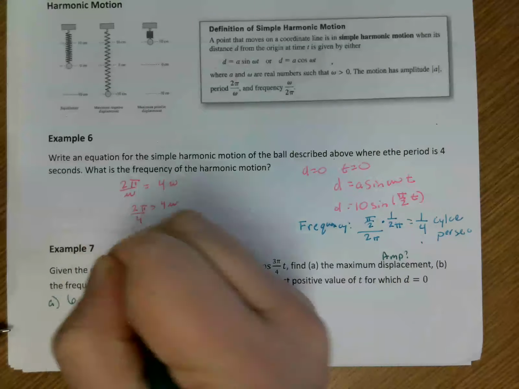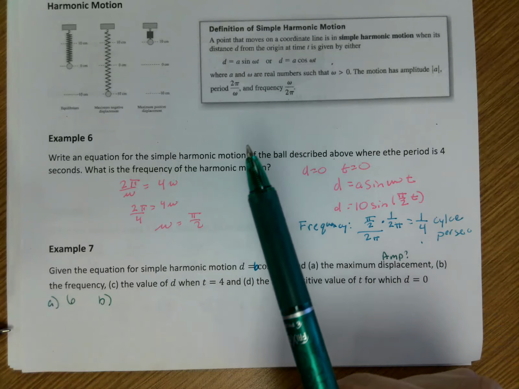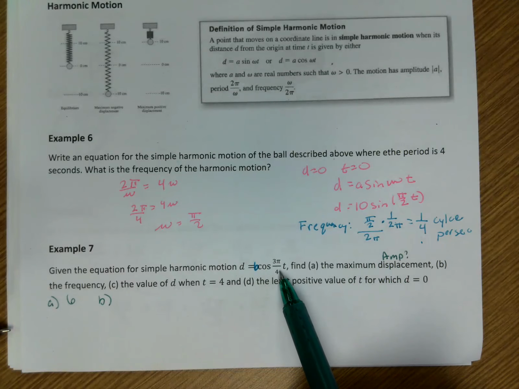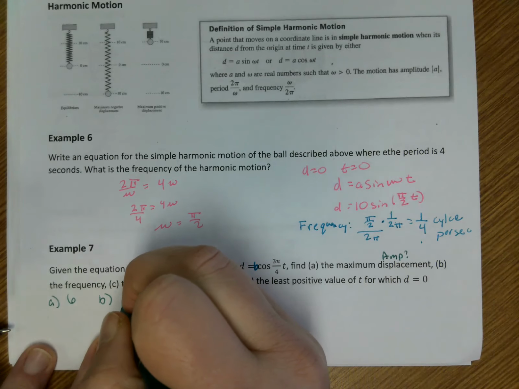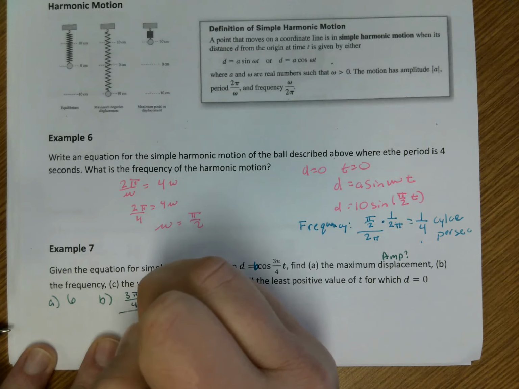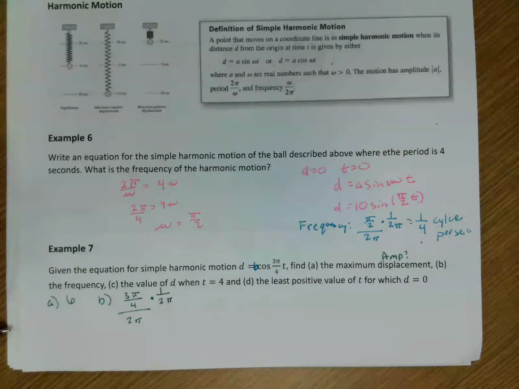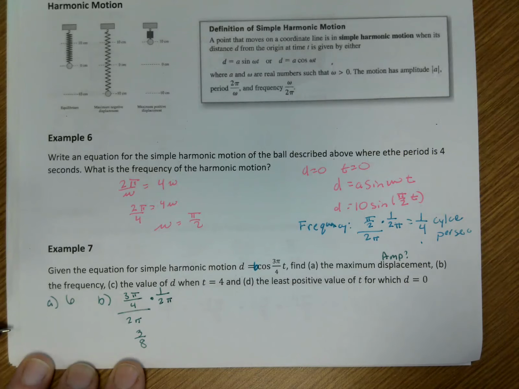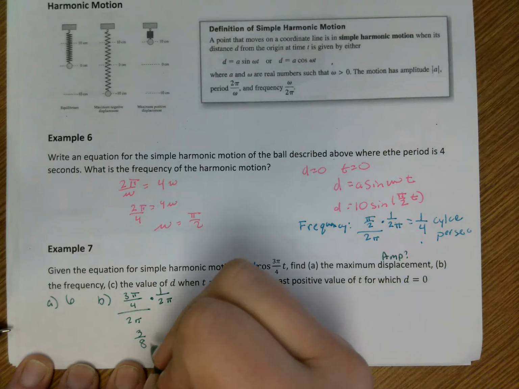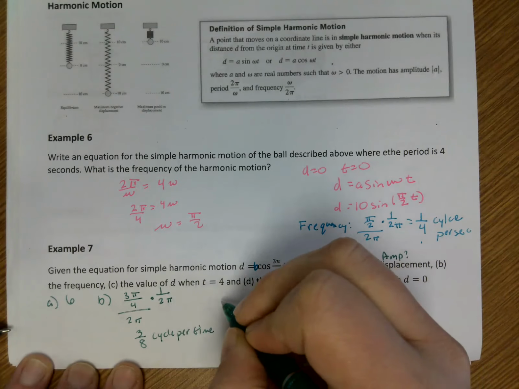For B, our frequency, taking that equation right up here, our omega, which is always multiplied by our time, is 3 pi over 4 divided by 2 pi. Again, that's the same thing as multiplying by 1 over 2 pi. If you simplify that, this will be 3/8 cycle per time. We don't really know the time here, so we don't know the units for that one.